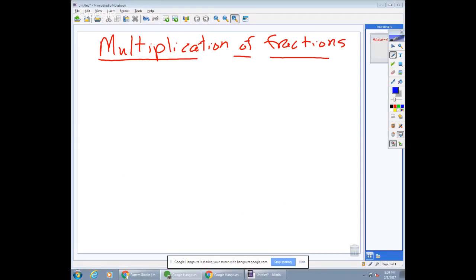All right, so multiplication of fractions. Like when we did addition and subtraction before, to be able to pull this off, we have to identify two things. What does multiplication mean, and then what is a fraction? Just a reminder, a fraction is an equal part of a whole.